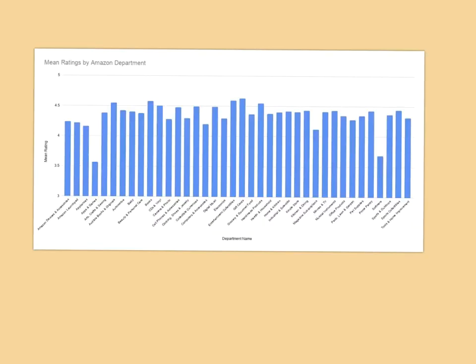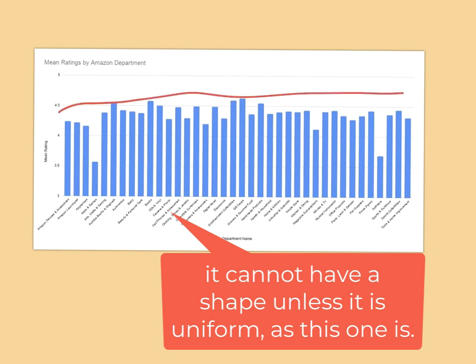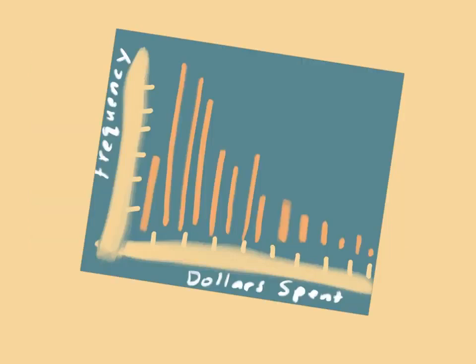This is the mean ratings by Amazon department. It is categorical data because it just tells you which department. So we have to be very careful because normally categorical data cannot have a shape unless it is uniform, unless every category occurs with the same frequency. We cannot order categorical data in an unbiased fashion, but this data is about the most uniform we can get in an imperfect world.